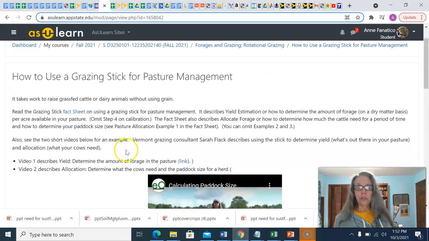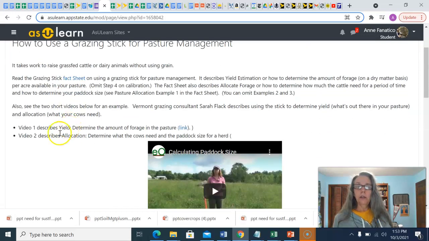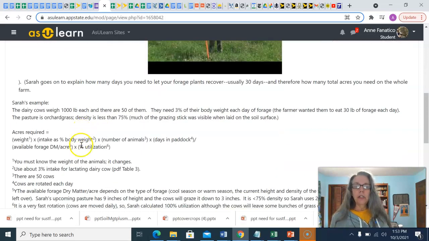When you learned how to use a grazing stick, you depended on a fact sheet, and that gave you a lot of different formulas, and told you how the first thing you have to determine is how big to make a paddock to put your animals in for a particular amount of time. We typically do 4 days at the SD farm. When you learned about it from Sarah Flack in Vermont, she was only leaving the animals in for 1 day. But you have to determine first how much the cows need, and then you need to determine, okay, what's out in the field. So basically it's 2 parts of the formula that you need to know.